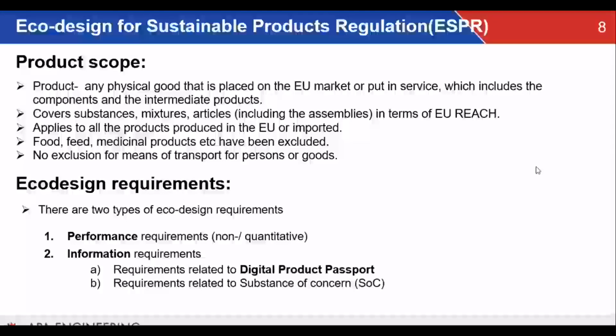Like the substance names have to be there: the name of the substance present in the product, its location within the product, the concentration of the substance, relevant safe use instructions, and information relevant for disassembly of the product.